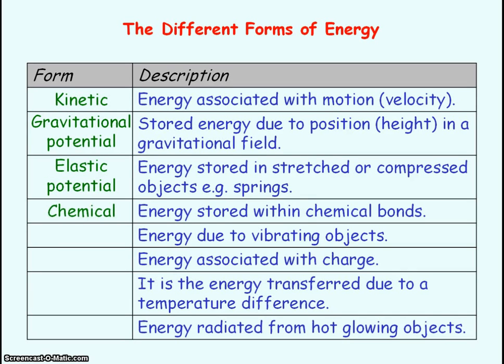Chemical energy is the energy that is stored within the chemical bonds between atoms, and this energy can be released when the chemical bonds are broken, for example by burning fuels.